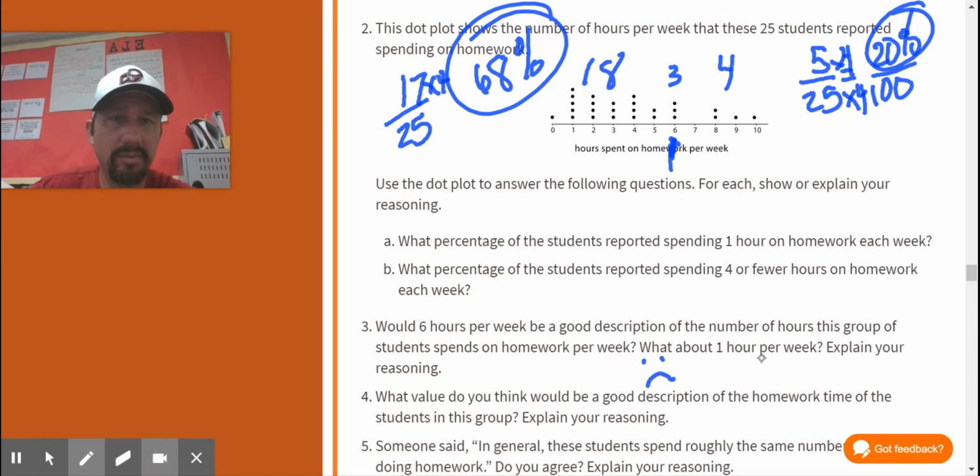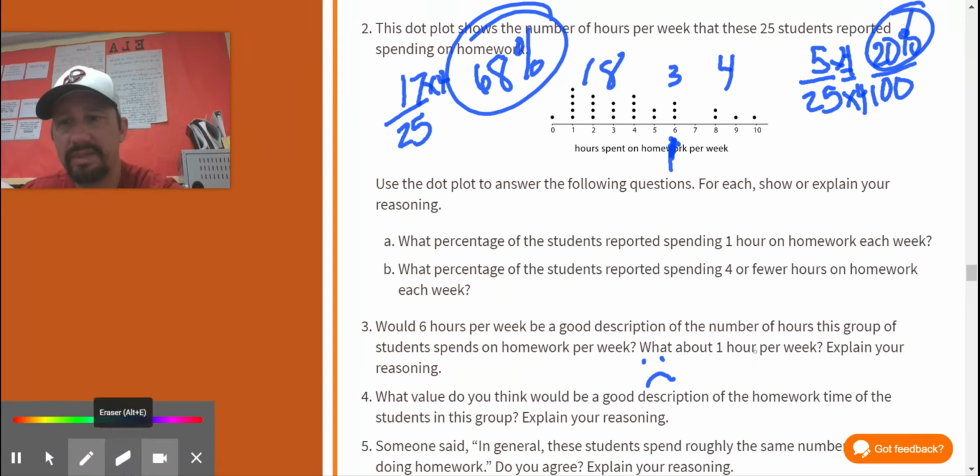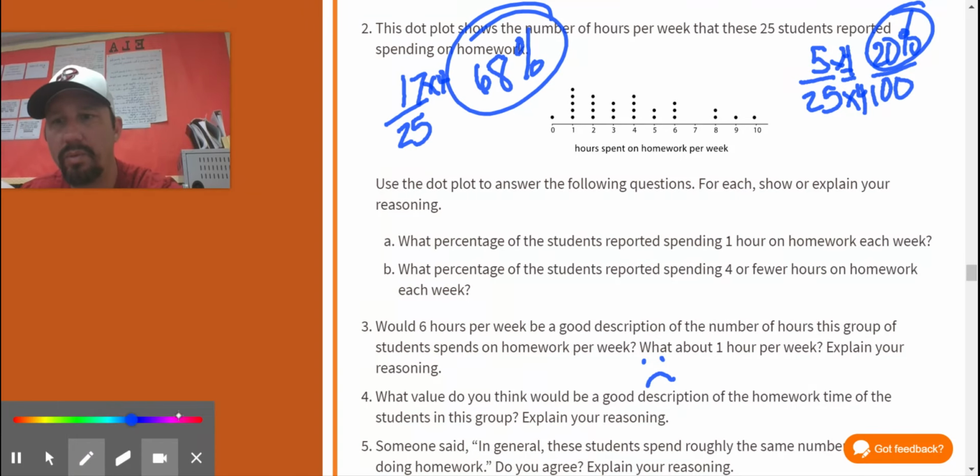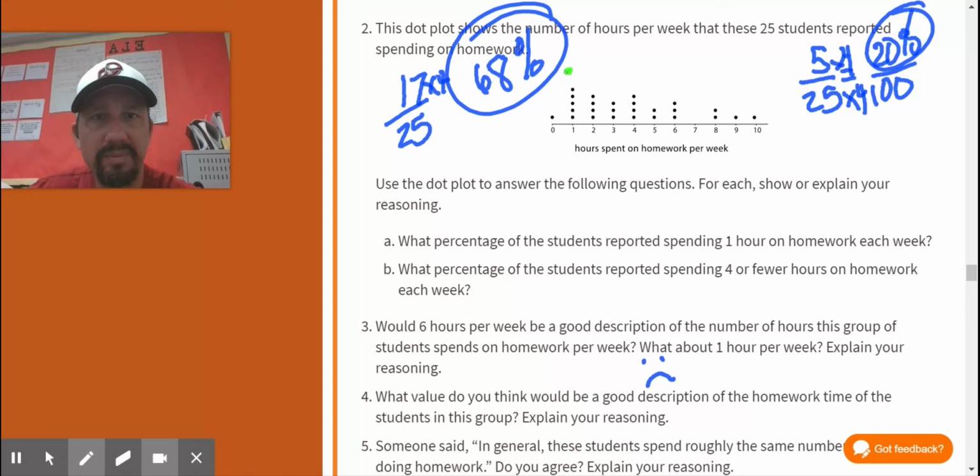What about 1 hour per week? Okay, so if we look at the 1 hour, let me erase these things. If I looked at the 1 hour, well, there's 5 people here. Let's say 5, which means, let's see, 16. So that means there's 19 over this way. That would also be bad.